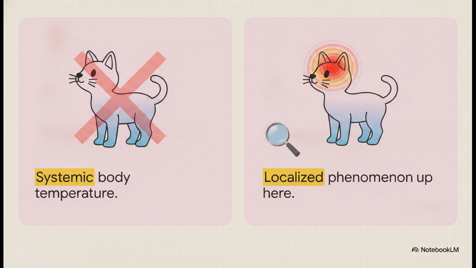But crucially, this thermal event wasn't systemic. It wasn't a generalized full-body fever. The clinical notation "up here" gives us a really distinct differential diagnosis. It essentially rules out systemic hyperthermia in favor of a strictly localized phenomenon. The heat was targeted and geographically restricted, literally up here.